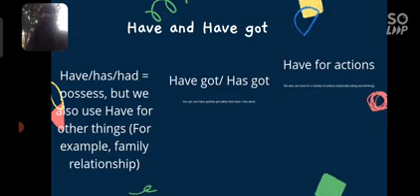In questions, we use do, does, did. Like, how many brothers and sisters do you have? Does Anne have a car? In negative sentences, we use don't, doesn't, didn't. I don't have any money. I didn't have a watch.